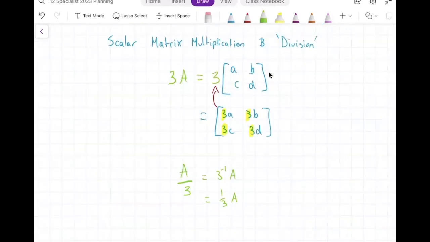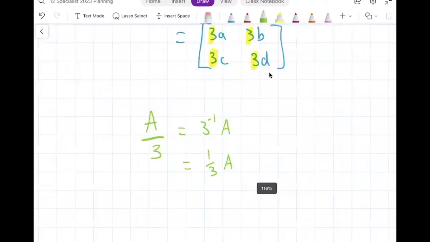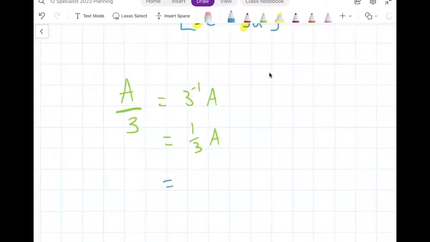So to do matrix division, it is essentially a scalar multiplication, but my scalar quantity is just less than 1. It's going to be some fraction. So same idea now, if I have A over 3, that is going to be equal to A over 3, B over 3, C over 3, and D over 3, if I put that back into my matrix.